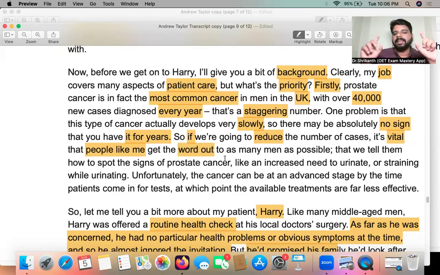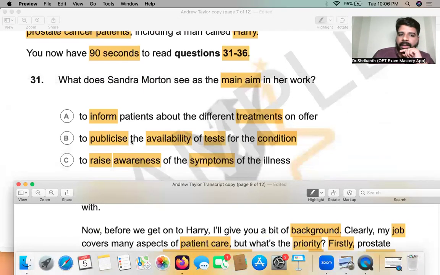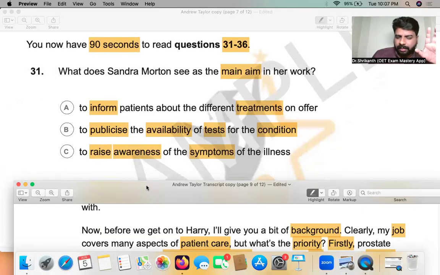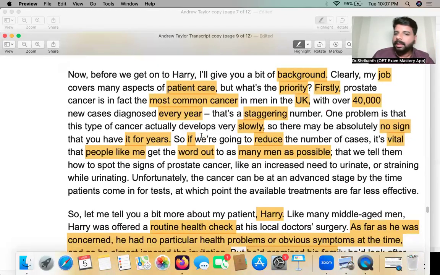Now, see over here, this is a colloquial phrase. Get the word out, basically that is figurative speech as well. The word basically means the information, information to as many men as possible. So what do you think the information is from the three answer options? To raise awareness of the symptoms of the illness. Now you see over here, that is what she's saying. She's saying the signs, the symptoms of this disease, it says dormant. It is dormant for several years. No one realizes it.